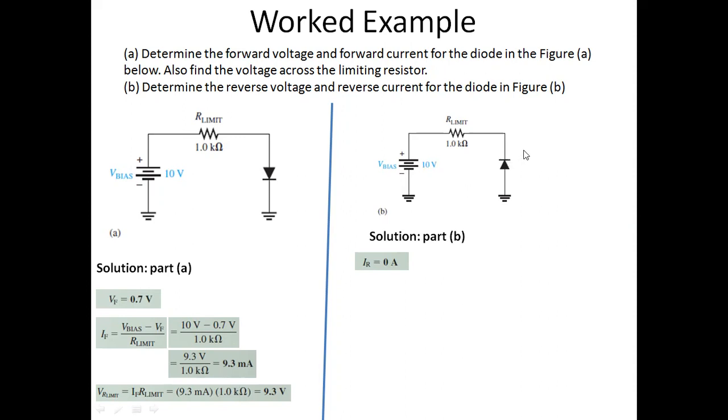Because you are not dropping anything. You are not dropping anything because the current is zero. When current is not flowing, you don't drop any voltage. So this voltage 10 here is what appears here. So the value is 10.